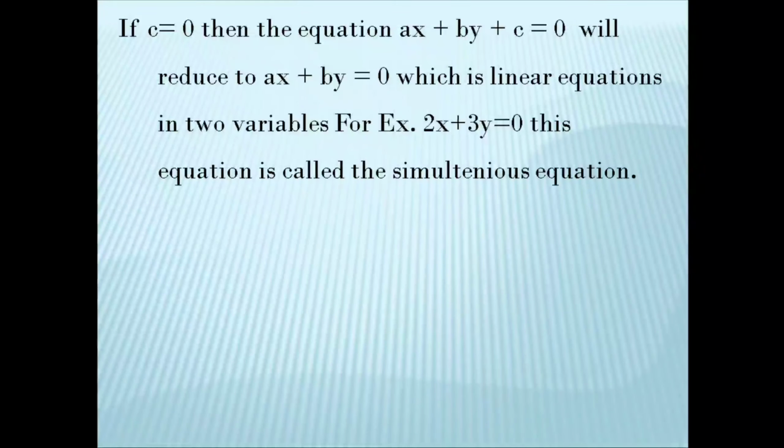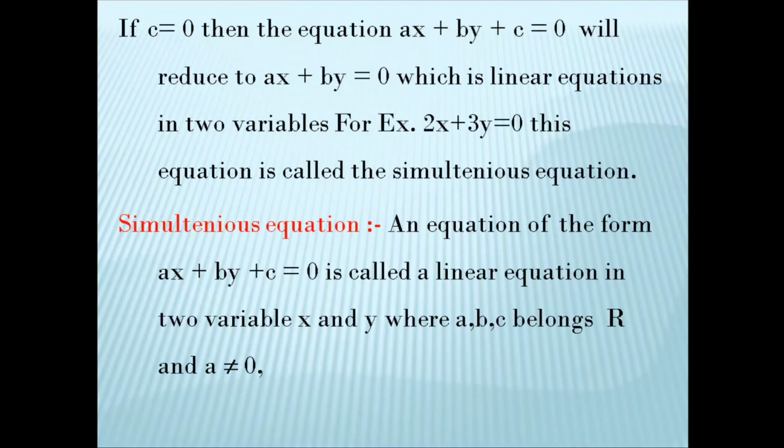For example, 2x plus 3y is equal to 0. This equation is called the simultaneous equation. Simultaneous equation is an equation of form ax plus by plus c is equal to 0, called a linear equation in two variable, where x and y, where a, b, c belong to R and a is not equal to 0 and b is not equal to 0.